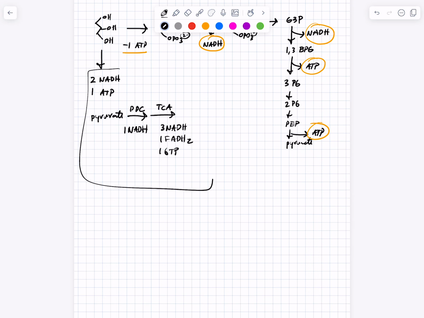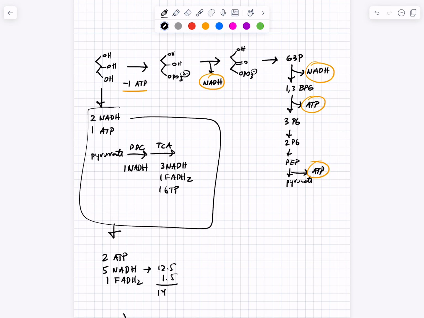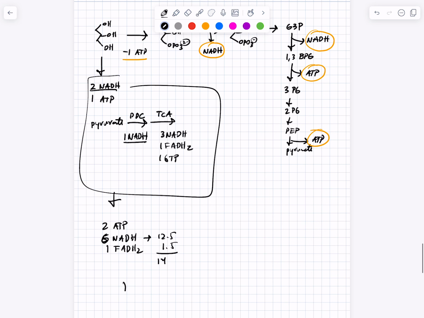So the grand total for all of this is 2 ATPs plus, am I counting right, 5 NADHs and 1 FADH2, which should be 5 times 2.5 is 12.5, and 1.5, 14, 16? There should be 6 NADHs. There's 2 from the glycerol backbone. 2, 4, oh, thank you. Again, arithmetic, not my thing. 6 times 2.5, please help.